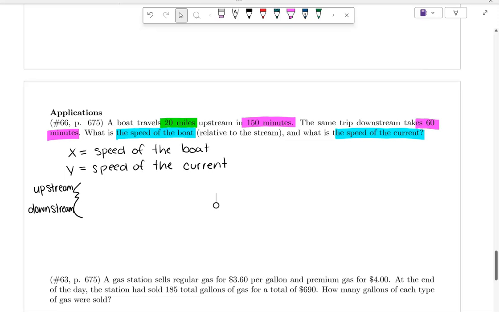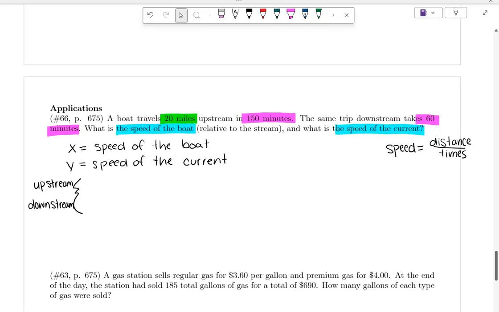Okay, so then we can look at what is happening when we're going upstream. The only thing with this problem is you're going to need the speed formula, and I'm just going to write it off to the side. So speed equals, does anybody know the speed formula? You have distance and time. Speed is just distance divided by time. Because if you're thinking of it like in your car, how fast you're driving, it's miles per hour. So we have miles per hour, miles divided by hour, distance divided by time.